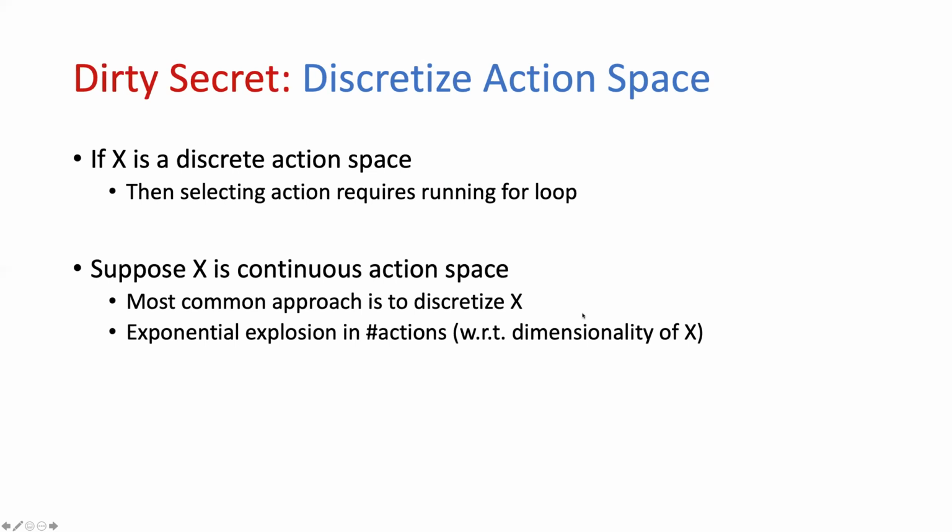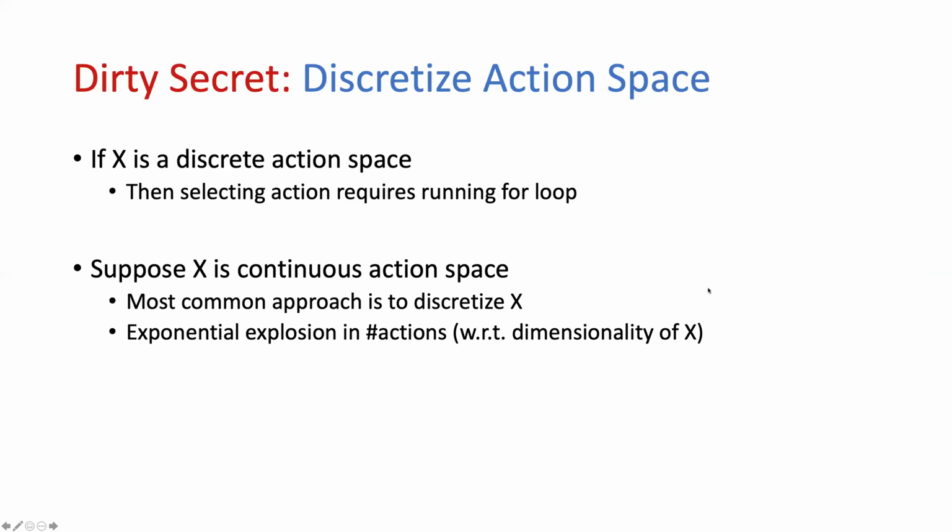In practice, of course, X is often a continuous action space, say a 10-dimensional continuous action space. The most common approach people take is to discretize the action space, for example a 2-dimensional action space discretized into 1,000 actions. The problem is that you get an exponential explosion in the number of actions. If you want the resolution of the discretization to be very small relative to the continuous space, then as the dimensionality increases, you get a massive exponential increase in the number of actions. So this discretization step is very expensive, and running a for loop becomes very expensive as the dimensionality of the action space increases.